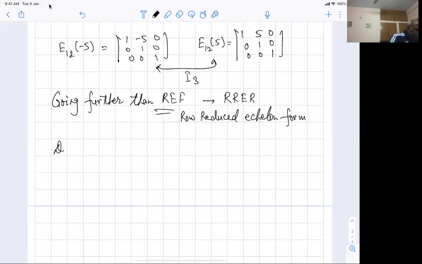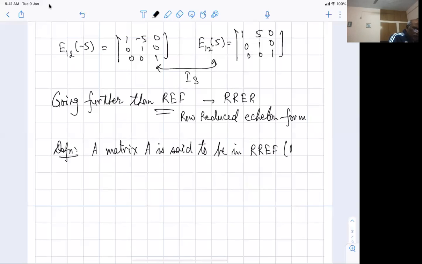Definition. A matrix A is said to be in RREF or in row reduced equivalent form.